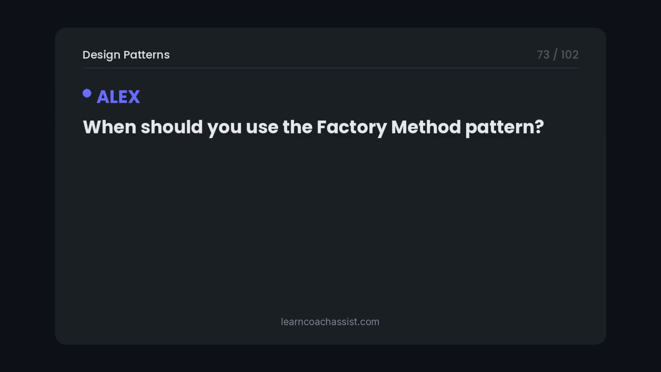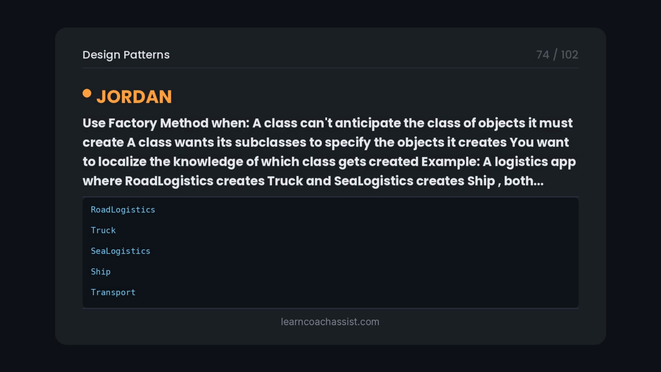When should you use the factory method pattern? Use factory method when a class can't anticipate the class of objects it must create, or wants its subclasses to specify the objects it creates. You want to localize the knowledge of which class gets created. Example: a logistics app where RoadLogistics creates Truck and SeaLogistics creates Ship, both implementing Transport.